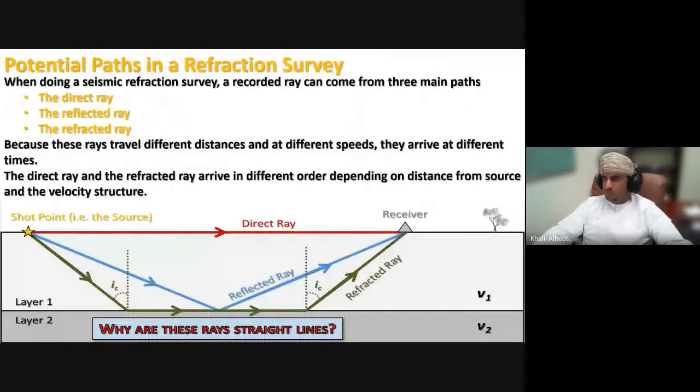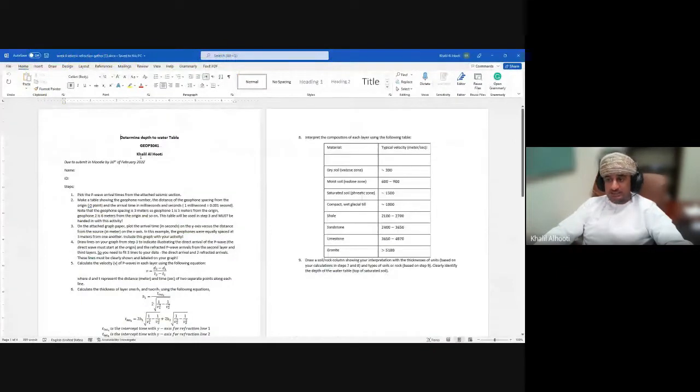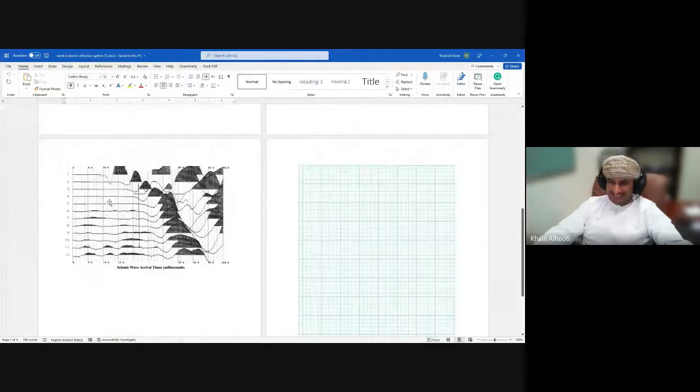So today we have a document. That document explains the steps you have to follow to solve the lab today. The lab has this data. These are the data we collected from a field.